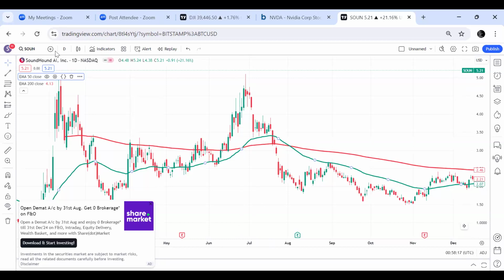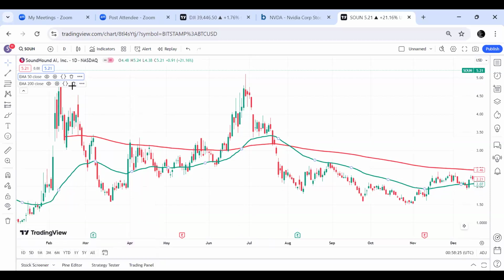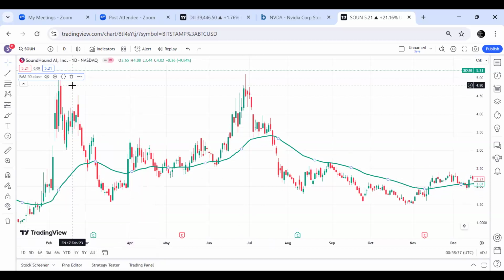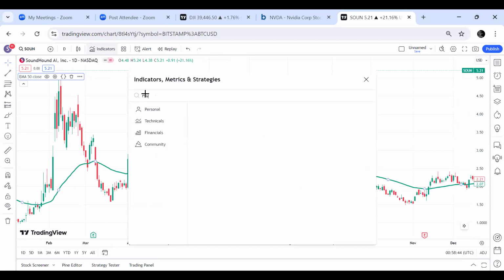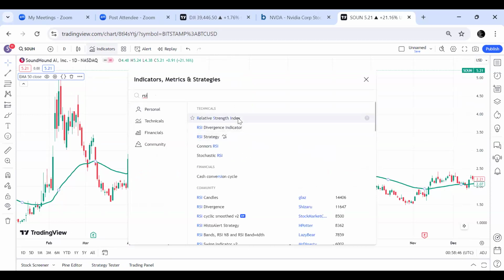Like here, for example, I'm taking this 200 MA. I'm considering it. Here it took a support and here it has risen. So technically it is giving me a buy signal. But I don't have to rely on this blindly. I need to use other indicators too, like RSI, for example, relative strength index.